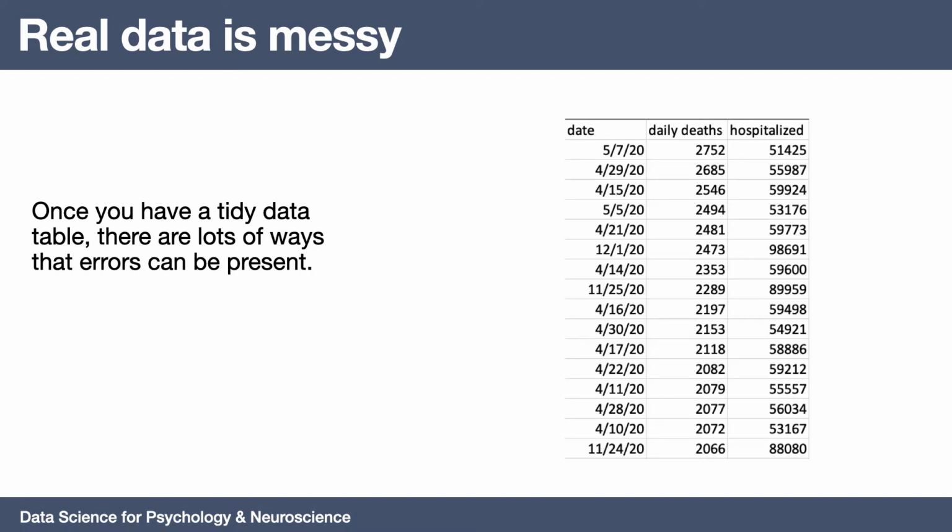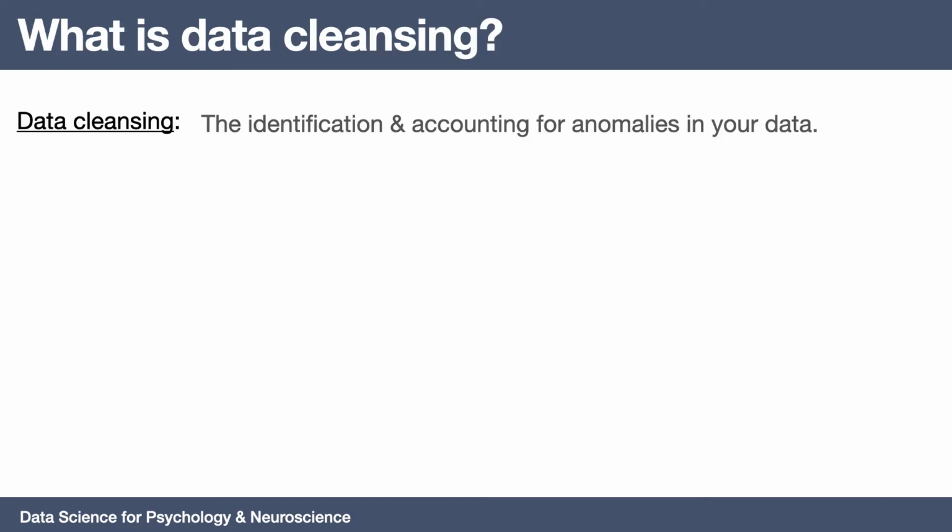Real data is really messy. Even if you have a tidy data table, there are lots of ways that errors can be present. Some are obvious, you can see them right away. Some are hidden. Some require careful vetting of your data table. Data cleansing is the process of identifying and accounting for anomalies in your data, particularly your data table itself.